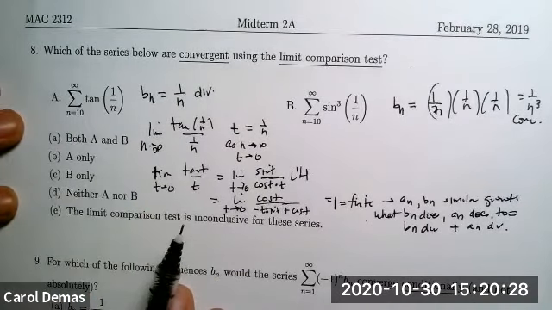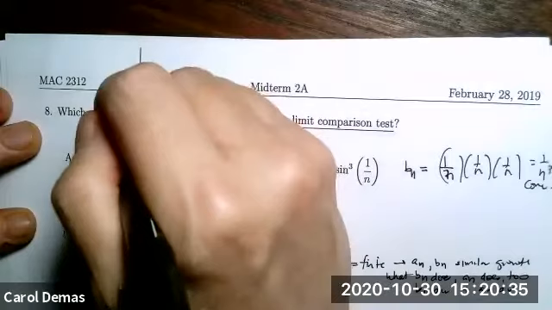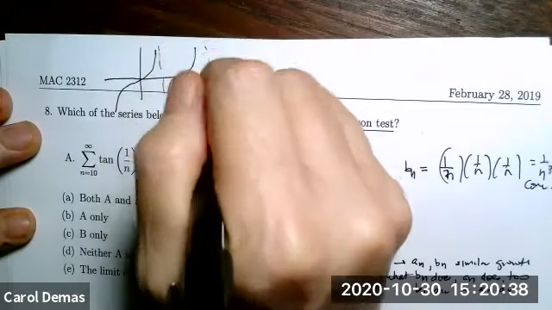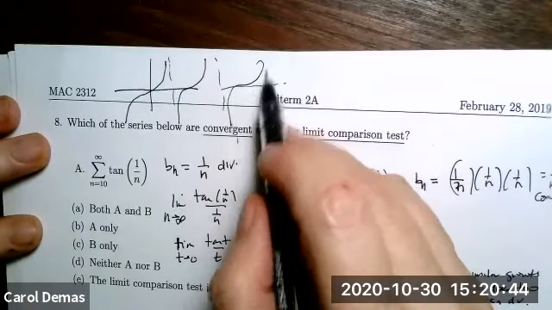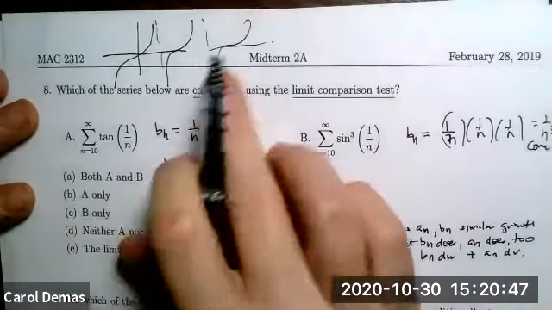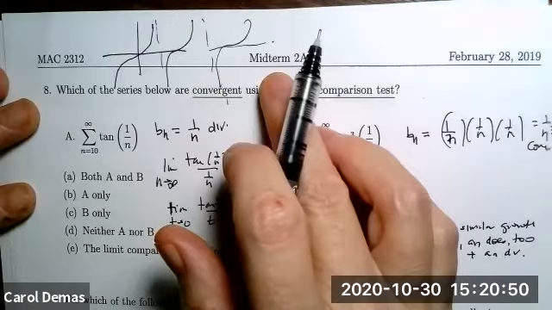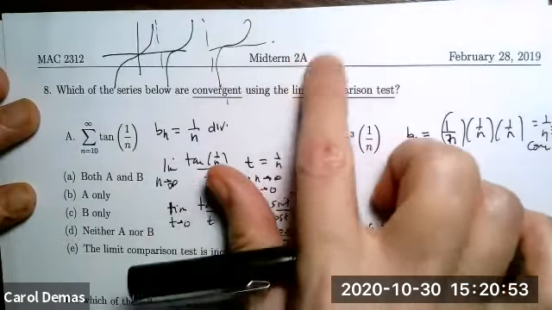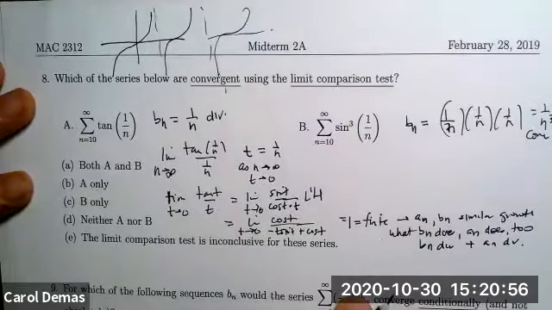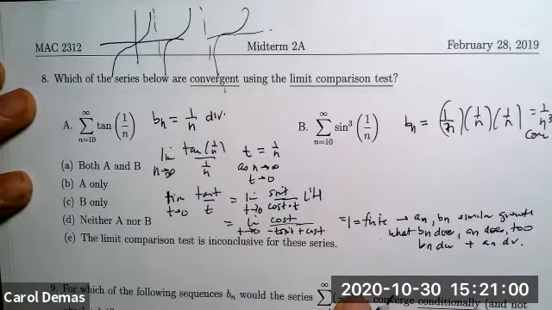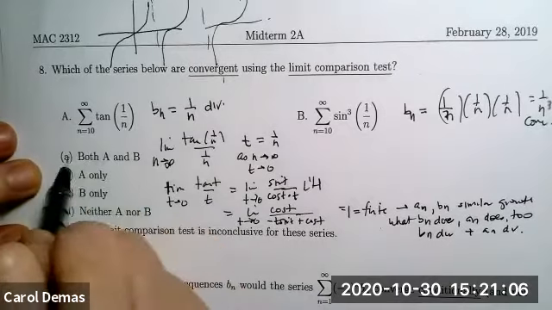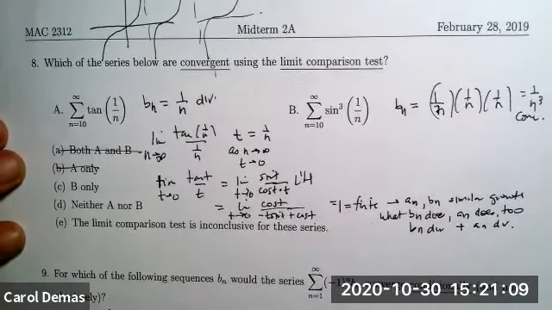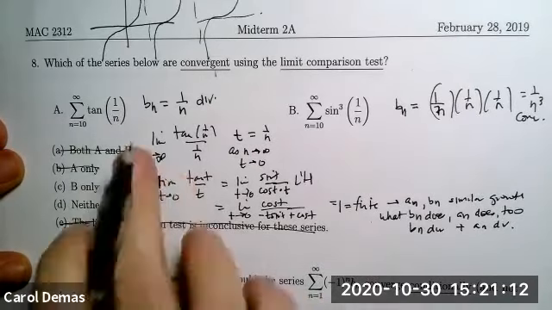If it were just tangent of n, what does tangent look like? That would be diverging due to having no idea what it does at infinity, because you can't pin tangent down to a value. It would be diverging by oscillating. There's a test for divergence if it were just tan n. So we know that A is not going to work. We can cross out all the ones that have A, and E doesn't work either because we know that A diverges.